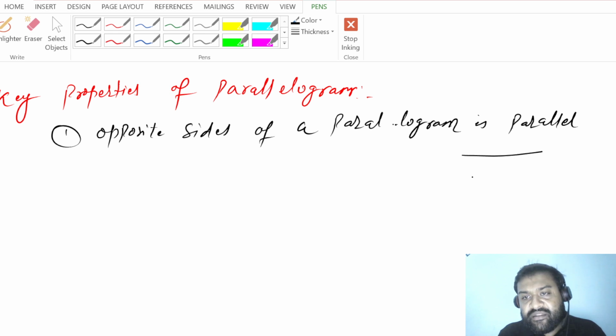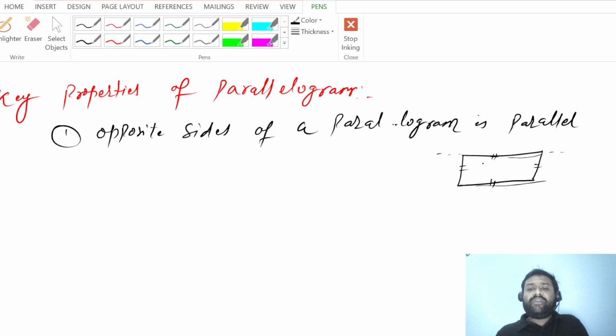What does it mean? These are the opposite sides of a parallelogram. This will be parallel and this will be parallel. Parallel means what? This is a line segment, this is also a line, so these two will never meet each other. This will always be parallel.